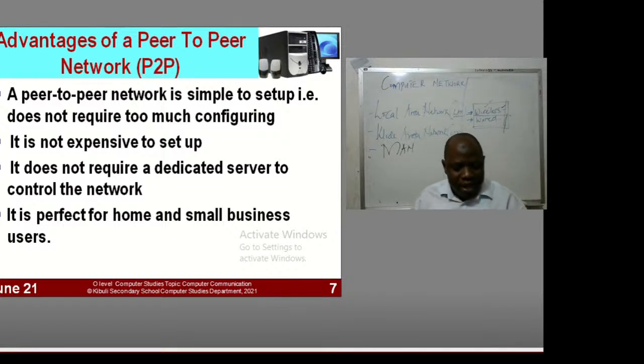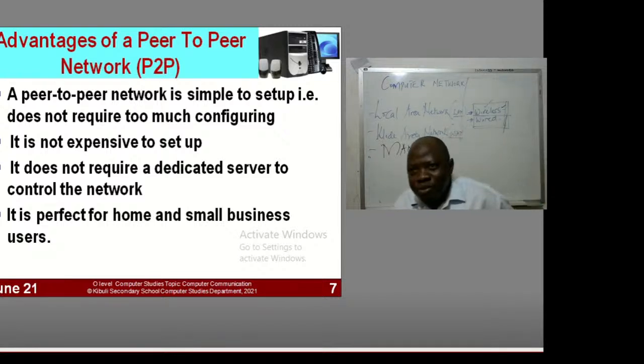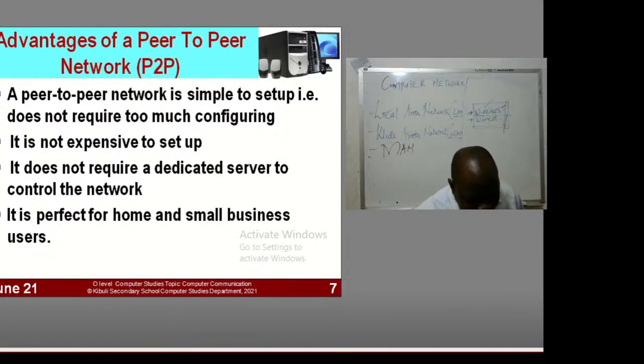So a peer-to-peer network is simple to set up, i.e. it does not require too much configuring. What you require is switching on Bluetooth. After switching on Bluetooth, you search for the device. Then after searching for the device, you pair. After pairing, you are ready to share resources. That is what we are looking at.